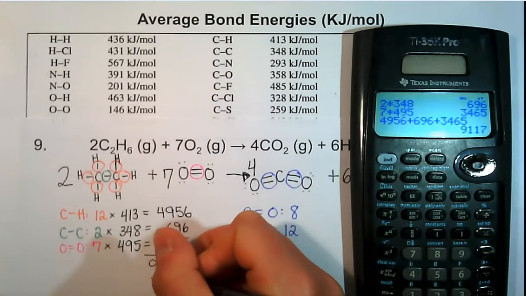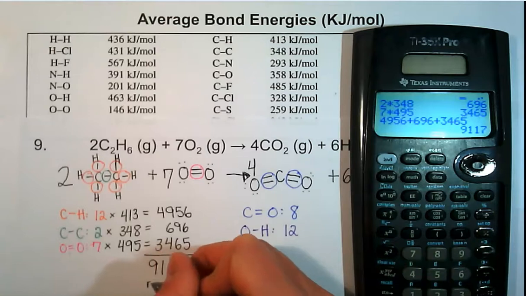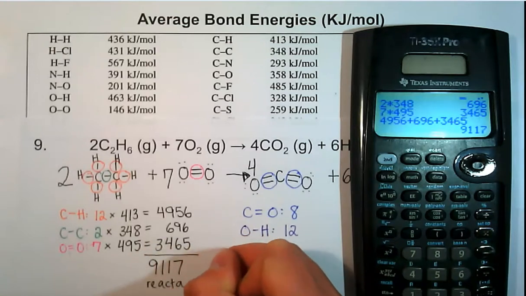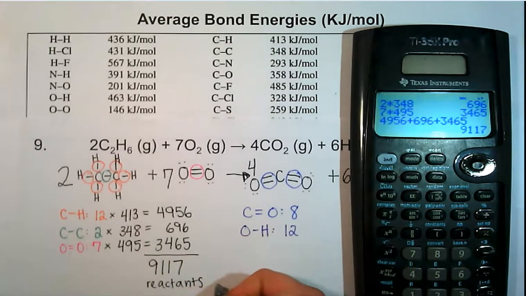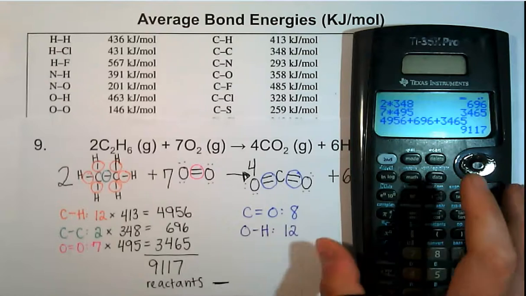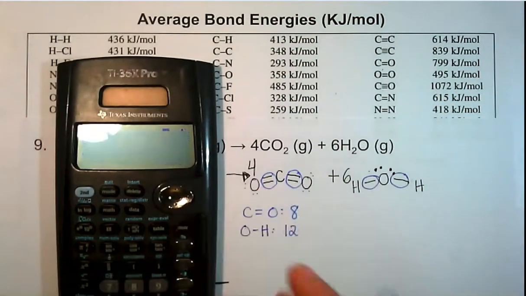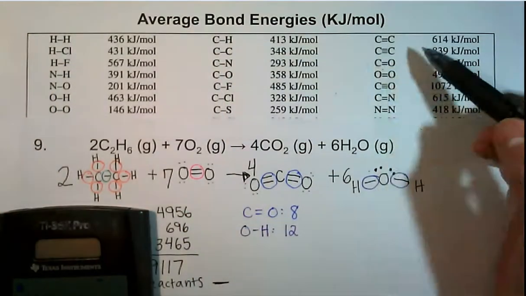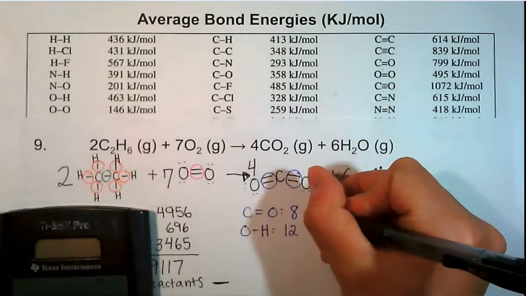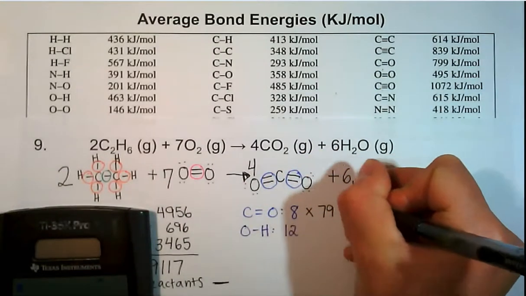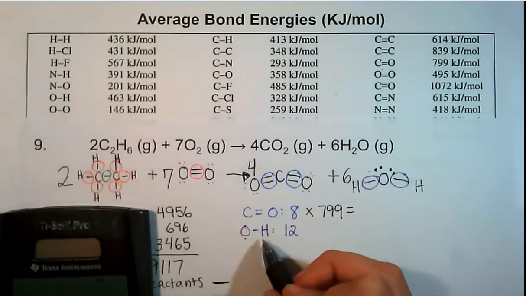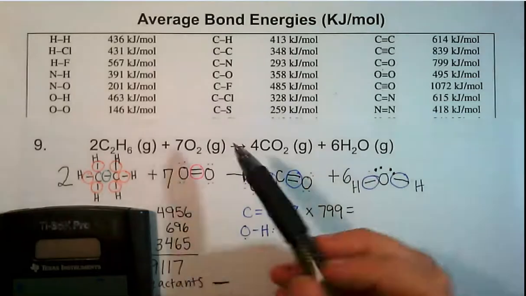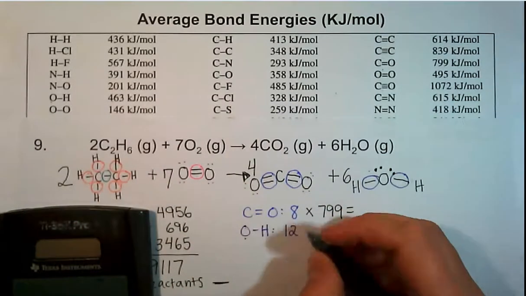So those are the values for my reactants. And I know I need to subtract out the value for my products. So let's figure out what that is. Carbon-oxygen double bond, 799, 8 times 799. Then oxygen-hydrogen single bonds are over here, it's 463.